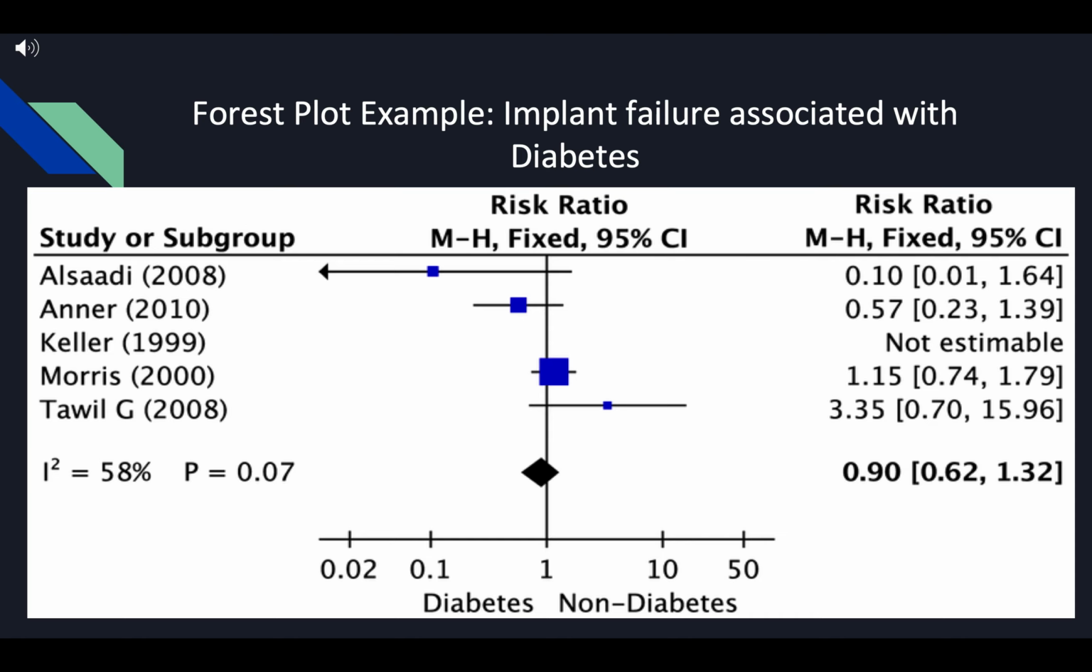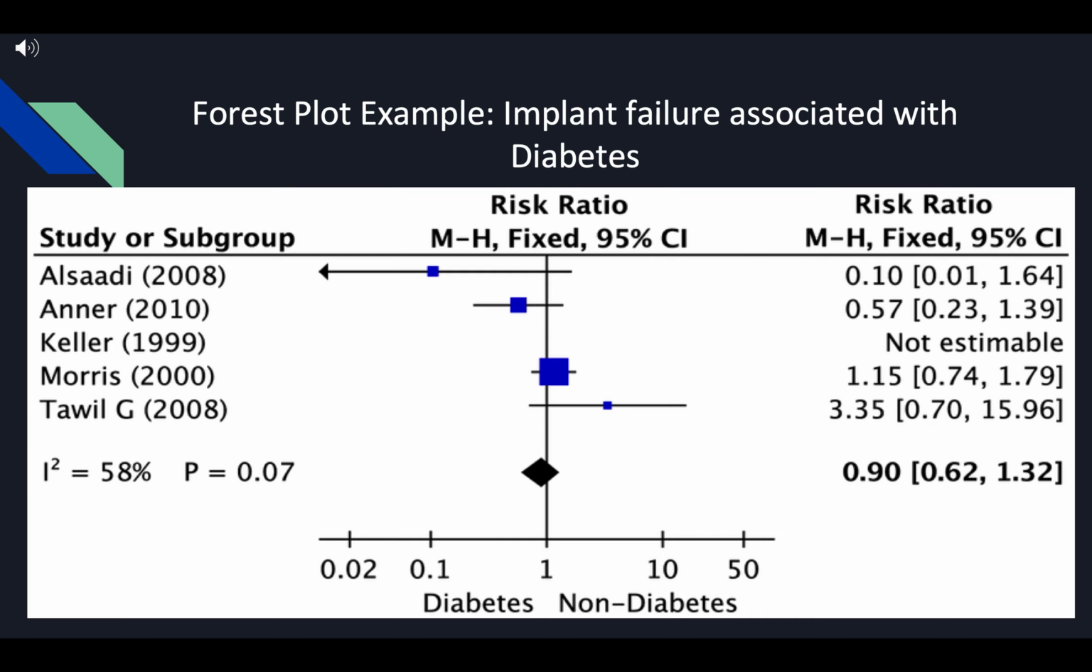So now that we know how to interpret a forest diagram, let's take a look at an example. Here we can see a forest plot diagram that's depicting implant failure associated with diabetes. And we can see that there are 5 studies here, however only 4 of the studies are shown on the diagram. And looking at the left, we can see that each study is organized based on alphabetical order.